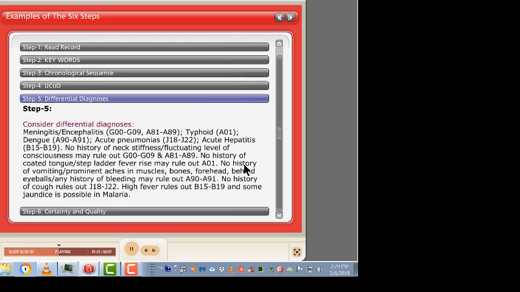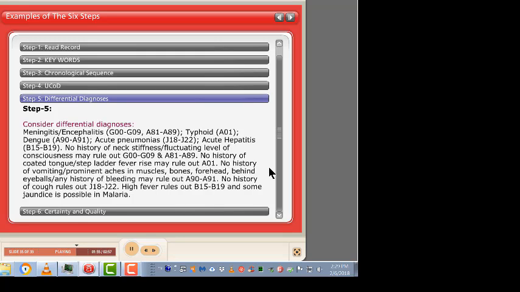Step 5. Consider differential diagnosis. Meningitis, encephalitis, G0 to G9, A81 to A89, typhoid A1, dengue A90 to A91, acute pneumonias J18 to J22, acute hepatitis B15 to B19.